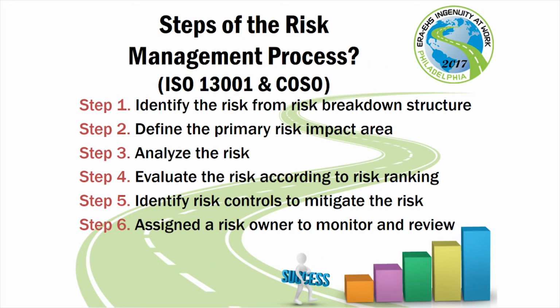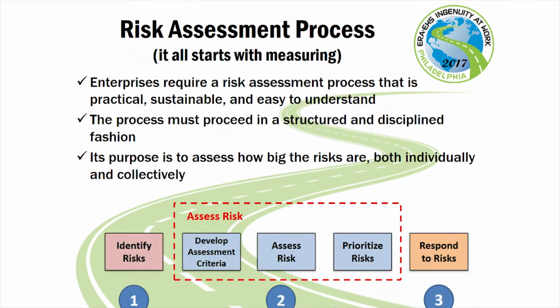The steps of the risk management process, there's something called ISO 31000 or COSO. Step one is, like we talked about, and I think Aaron referred to it very nicely, the discovery: identify the risk from the risk breakdown structure. The second step is to define the primary risk impact area. Third, we have to analyze the risk. The fourth step is to evaluate the risk according to the risk ranking. So you have to actually rank all these risks that you've identified. Fifth step is to identify risk controls to mitigate the risk. And step number six is to assign the risk owner to monitor and review. So you actually have to put somebody in charge of these different risk elements.